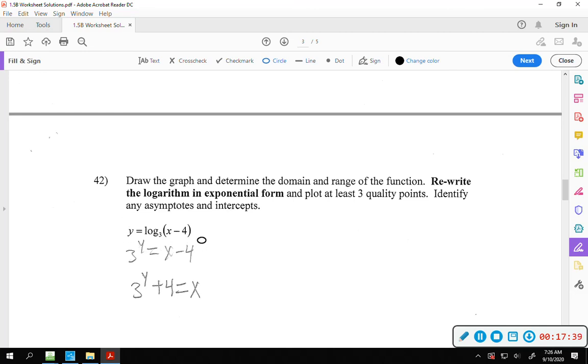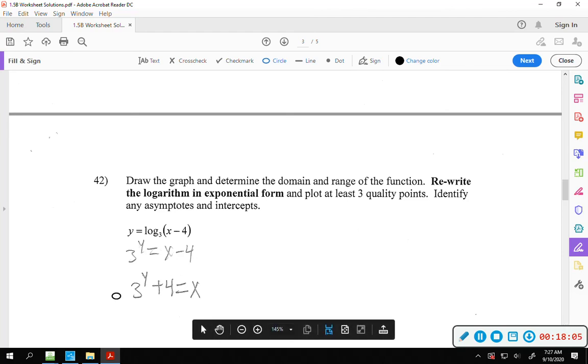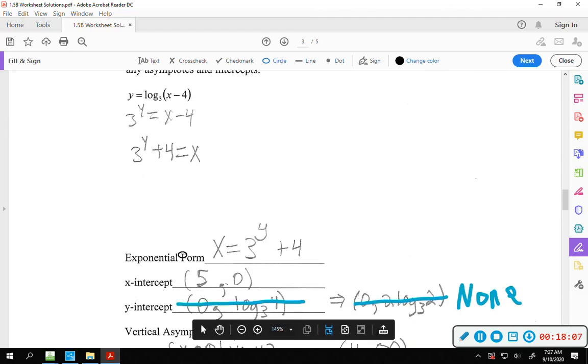But we cannot rewrite the logarithm as an exponential until we have a log and an argument only. It cannot have a coefficient, it cannot have terms added or subtracted to it. So we had to do more work in the previous problem to isolate that situation before we could rewrite it as an exponential. This is a significantly easier problem. Add 4 to the other side, there it is. This is a nice exponential form.